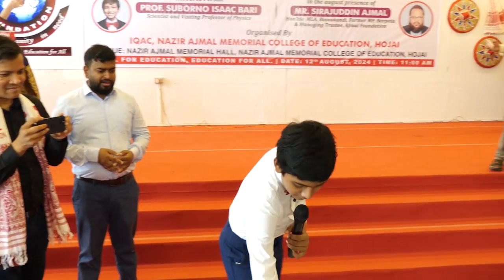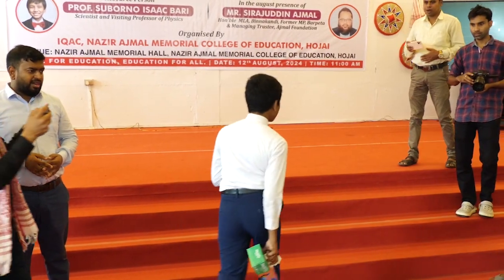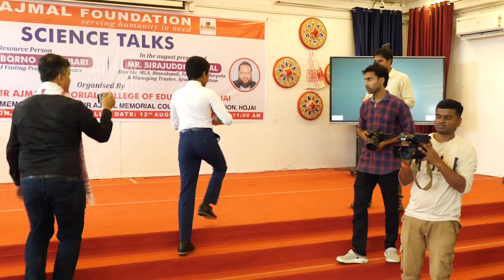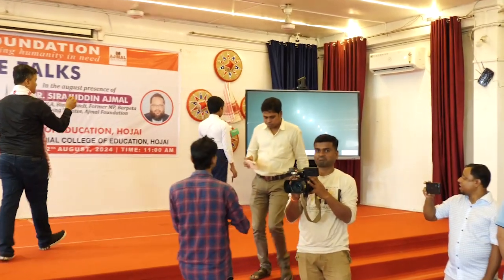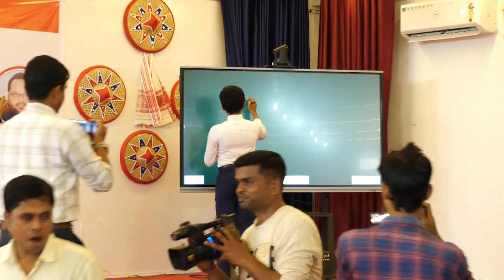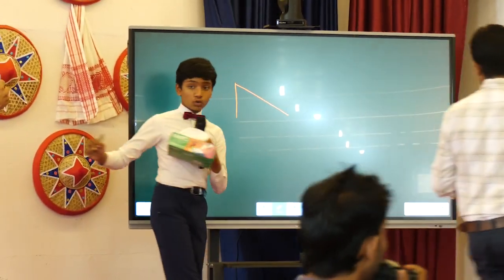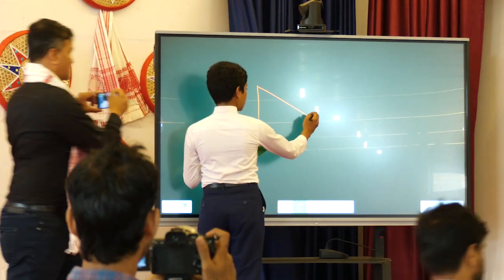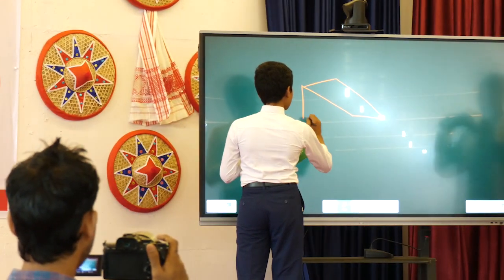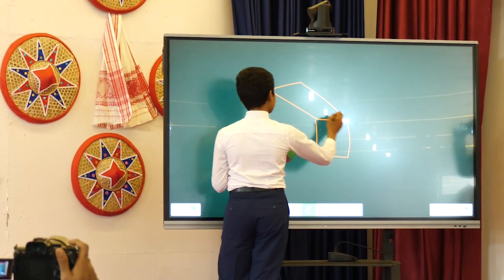So let's say I pick up this tissue box right over here. So then this tissue box looks like this, right? So we've got this tissue box looks like this.